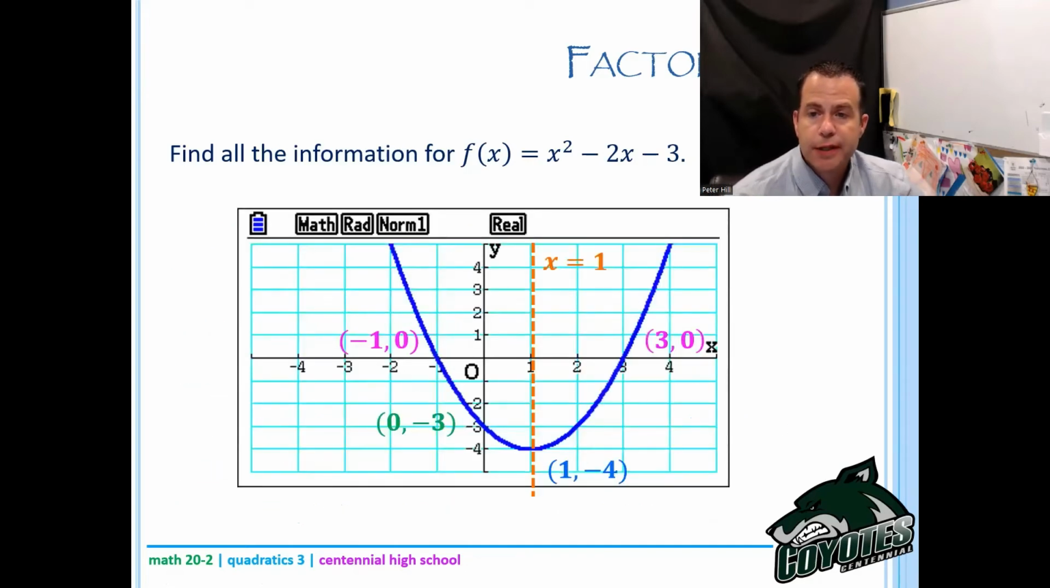This is what your graph should look like then. So we have the axis of symmetry, x equals 1, as a dotted line. I've labeled my vertex, I've labeled my 2 x-intercepts, and I've labeled my y-intercept. Okay. Awesome. See, that's not bad. Let's do another one.